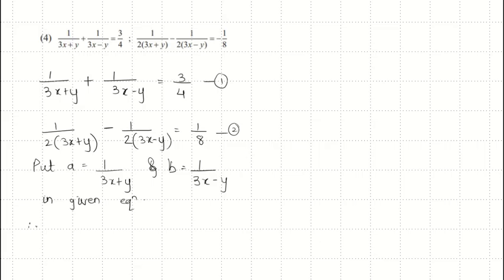from the first equation is 1 upon 3x plus y plus 1 upon 3x minus y is equal to 3 upon 4. Therefore, what we get, a is equal to 1 upon 3x plus y. This is a, plus b is equal to 1 upon 3x minus y. So a plus b is 3 upon 4. Mark this as equation number 3.